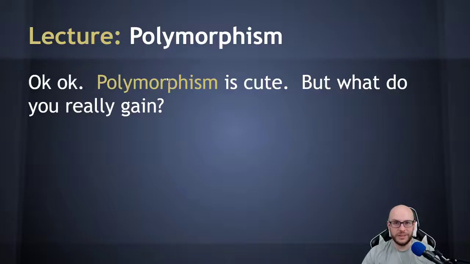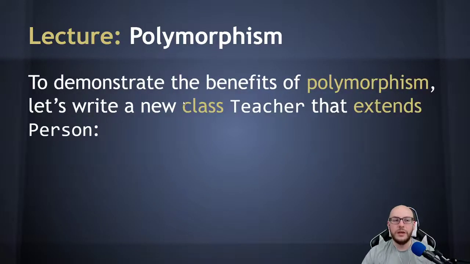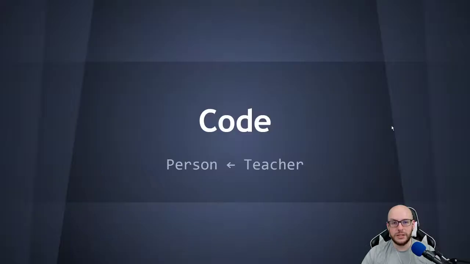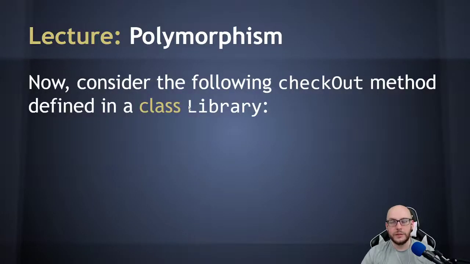But what do we really gain? Why is this useful? All right, to demonstrate the benefits of this, let's consider the teacher class. We already have teacher, right? We have a class hierarchy kind of like this. We, of course, have college student underneath this, but we have student and teacher both extending person, okay? So consider that exists because it does.